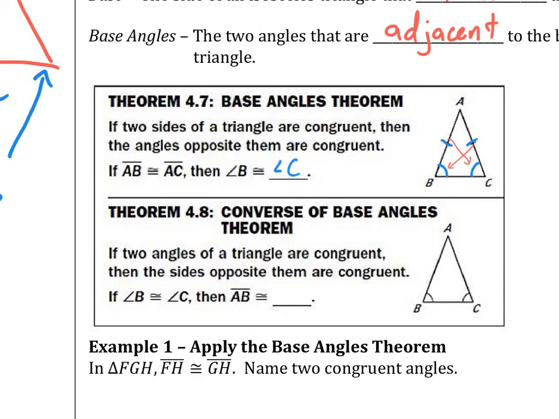And theorem 4.8 is the converse. It says if two angles of a triangle are congruent, then the two sides are congruent. So if angle B is congruent to angle C, the opposite sides are going to be congruent. So this means that AB is congruent to segment AC. The opposite sides, these two green sides, would also be congruent. So two congruent sides means two congruent angles.